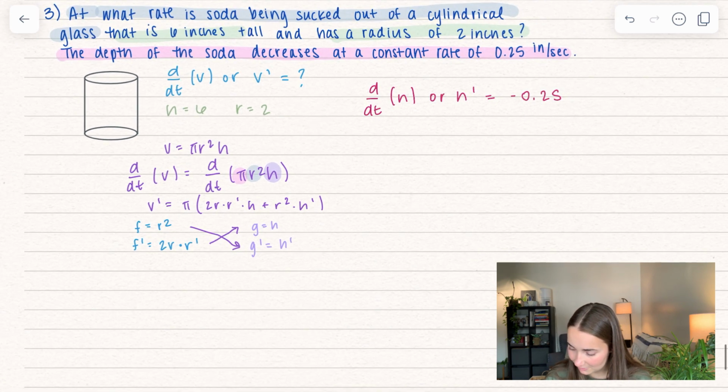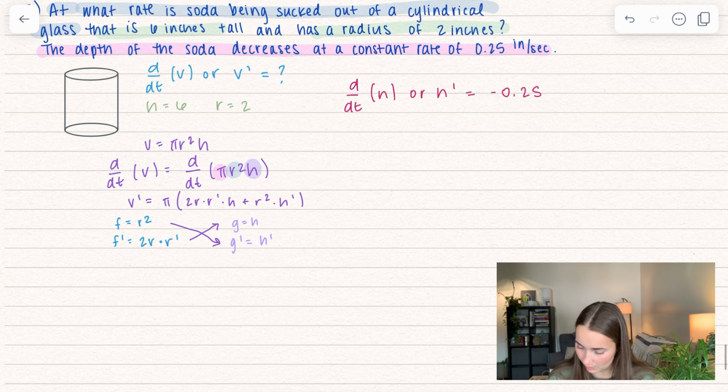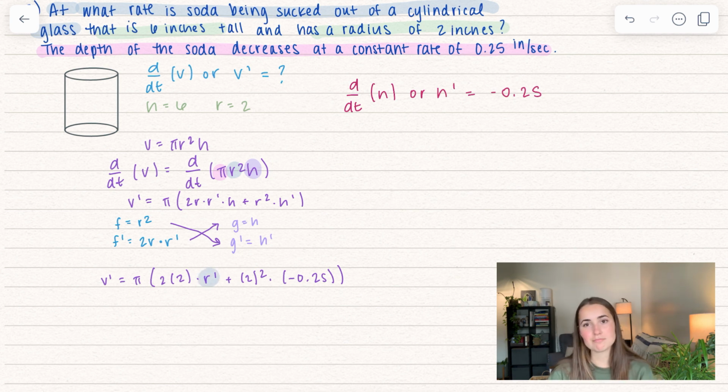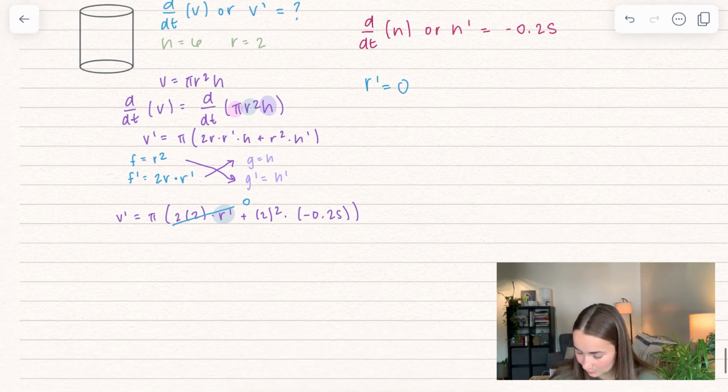So let's go ahead and fill in what we know from our given equation. So this is why I included this problem, because what's r prime? We're sucking it out of a glass that does not have a changing radius. So that actually tells us that r prime is going to be equal to 0. The radius of a glass doesn't change. And so that means this entire term goes to 0, which is super, super nice.